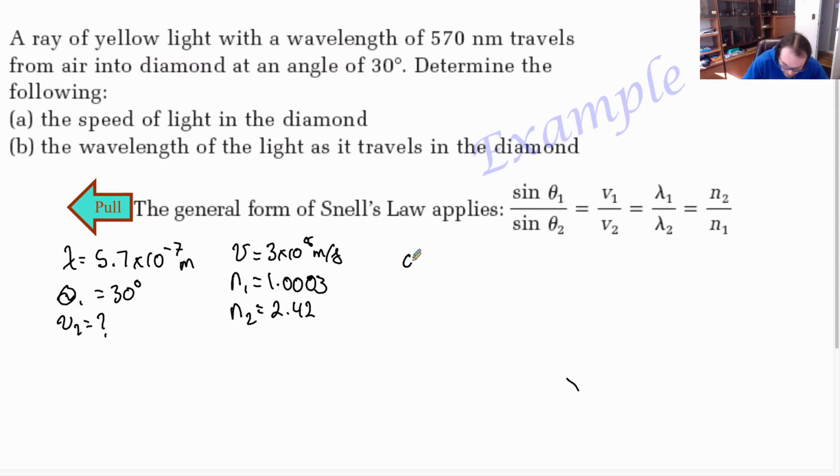So for A, we're going to try and solve this. Basically, here we're looking at velocity. All right, and we're trying to find my V2. So in other words, I'm going to rearrange this. So velocity is equal to V1 N1 over N2.